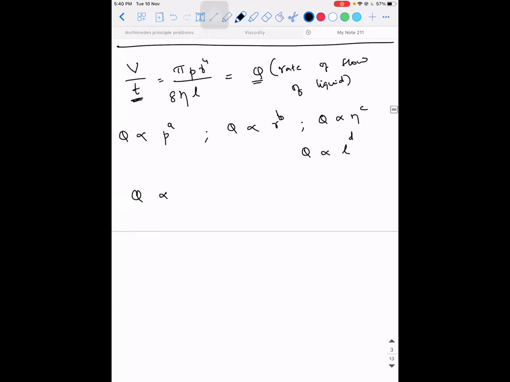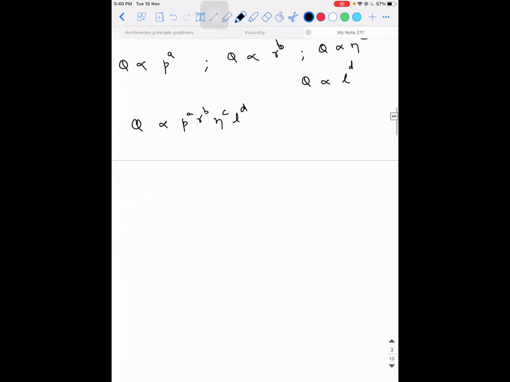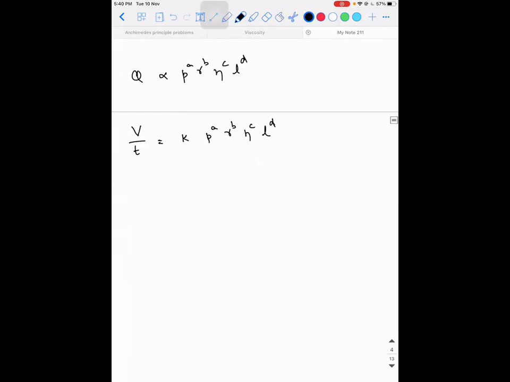Okay, let's try to see. So Q, when you combine, is directly proportional to P power a, r power b, eta power c into L power d. But what is Q? Q is volume by time, equal to some dimensionless constant K into P power a, r power b, eta power c, L power d. So the left hand side's dimension should be equal to the right hand side. So the dimensional formula of V by T should be equal to K into the dimension of P power a, dimension of r power b, dimension of eta power c, into dimension of L power d.